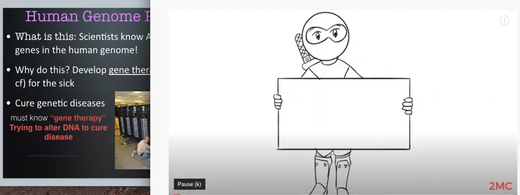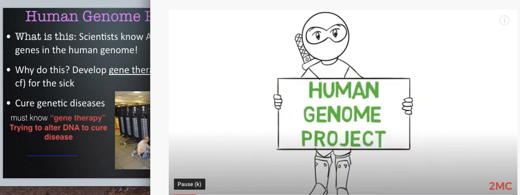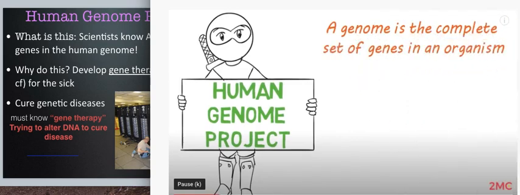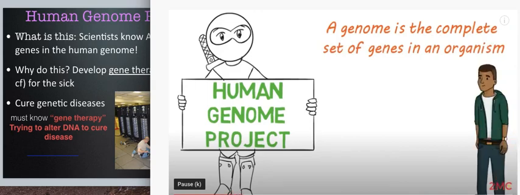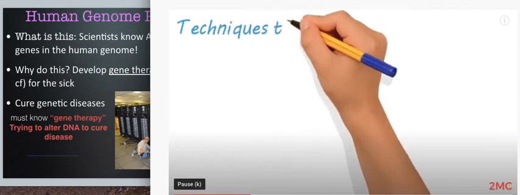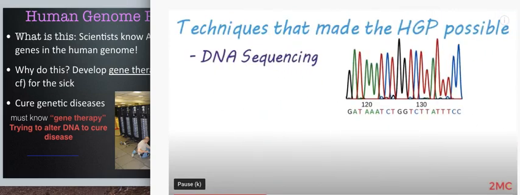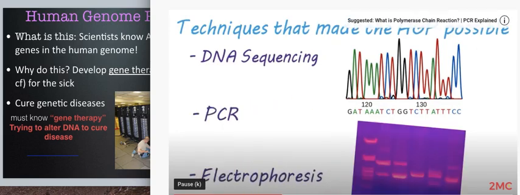Thanks for stopping by. Today we are talking about the Human Genome Project. Before we discuss the actual project, I want to define what a genome is. So a genome is the complete set of genes in an organism. In the Human Genome Project, that organism is, of course, the human. There are several scientific techniques that made it possible to start and complete the Human Genome Project. These include DNA sequencing, polymerase chain reaction, and electrophoresis.